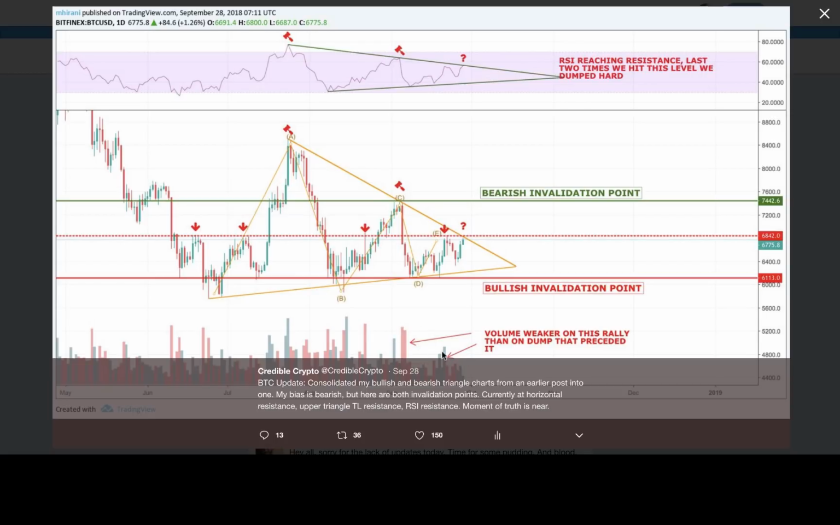So there can be a counter argument here, and someone could say, oh, well, volume is just declining because we're moving further down the triangle. That's completely valid. So this is not the only thing that I looked at, however. As you can see, I was looking at a few other factors that were making me lean even more bearish at this point. So that's what this chart is showing, the bearish and bullish invalidation points.